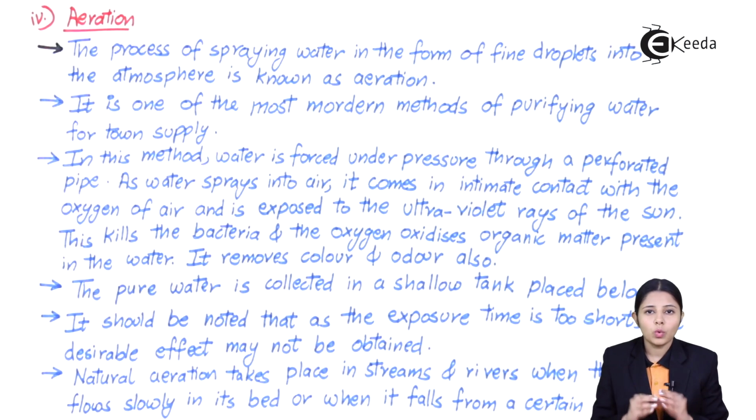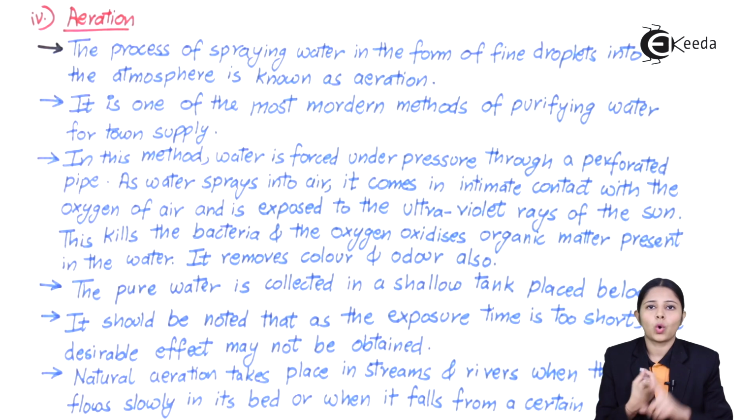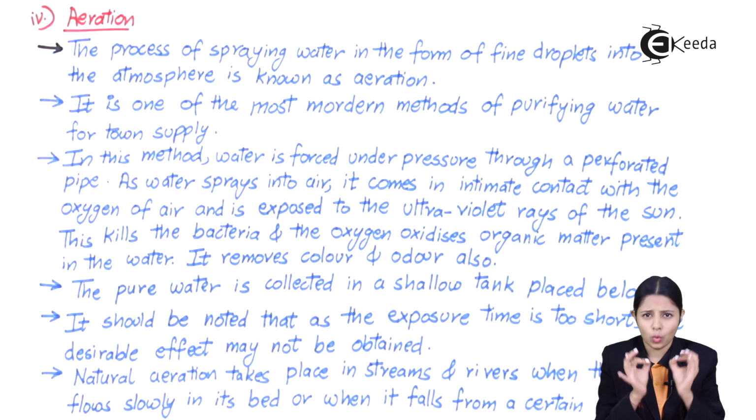This is one of the simplest methods. You are exposing water to oxygen and to sunlight. That is all. That is the logic of this method. So when water is there, it is sprayed in the air. When it is sprayed in the air, we make sure that it is in very small quantity, because if a large quantity of water is exposed to air and sun, nothing will happen to it.